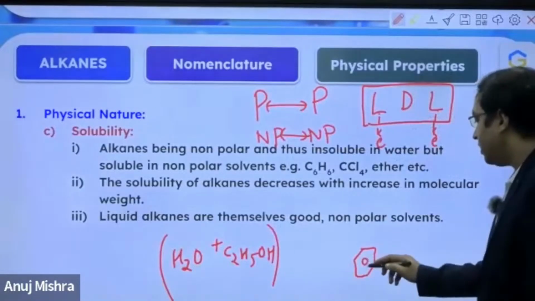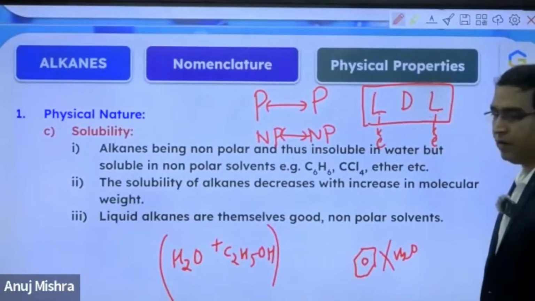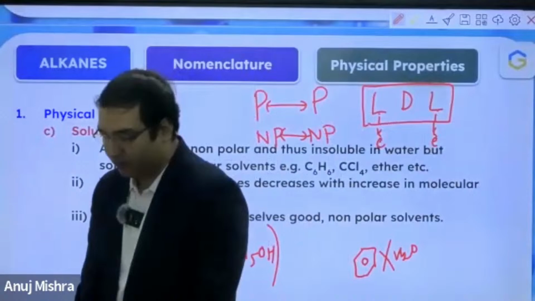Reason? Like dissolves like. Benzene and water do not mix properly. Unlike, do not dissolve. Simple.